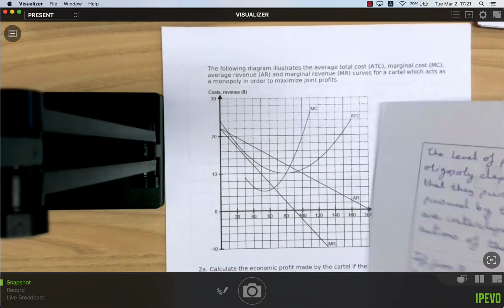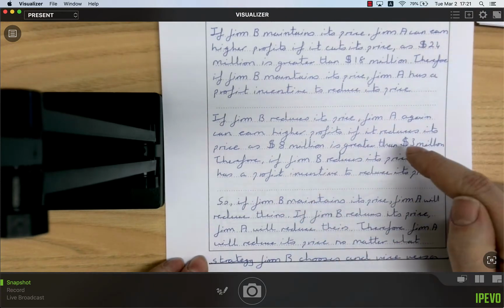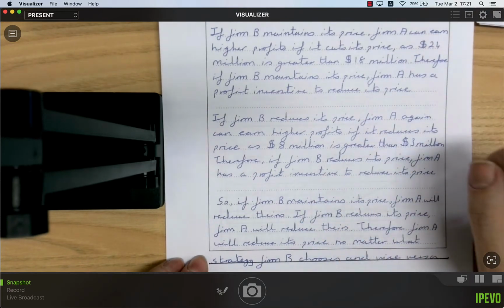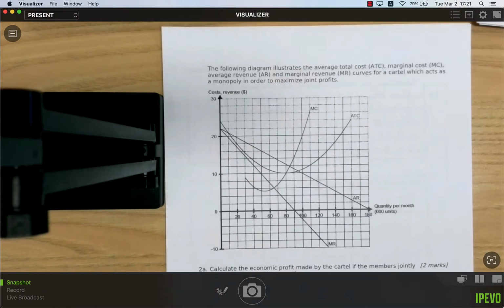Now let's analyse if firm B reduces its price. If firm B reduces its price, firm A again can earn higher profits if it reduces its price, as 8 million is greater than 3 million. Therefore, if firm B reduces its price, firm A has a profit incentive to reduce its price also. So let's have a look at this.